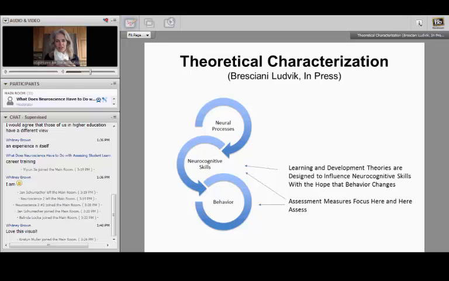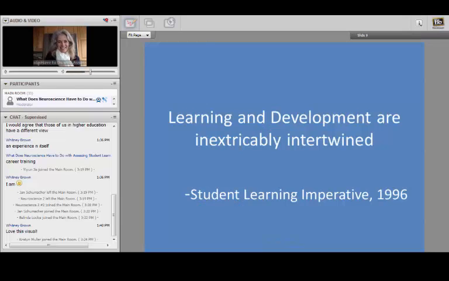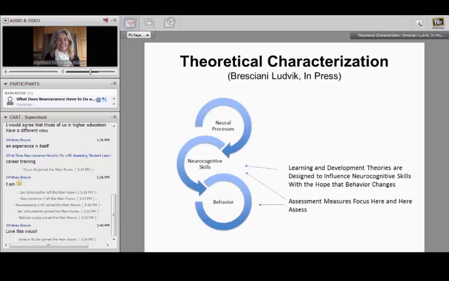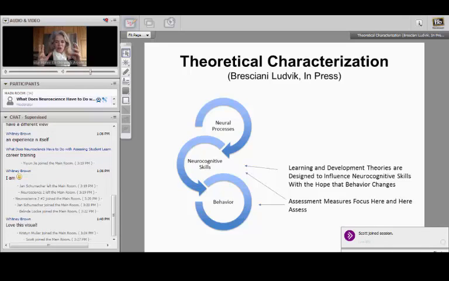Learning and development are inextricably intertwined, and we often do an injustice to this truth in the way that we measure learning and development. So the theoretical characterization of this statement from 1996 is that human beings are bundles of neural processes. Right? So we're all these neural beings walking around and interacting with other neural beings, and everyone is having a completely different experience, and that experience is true for that person.